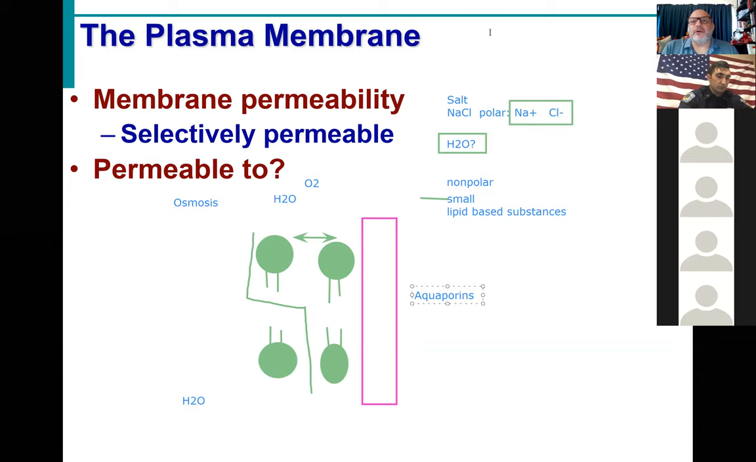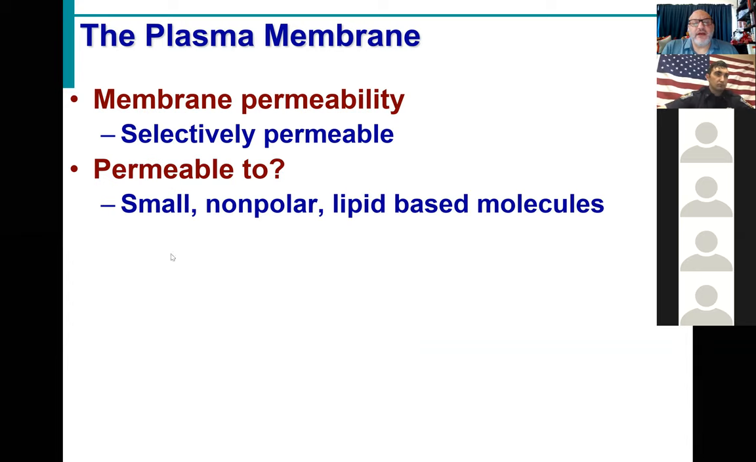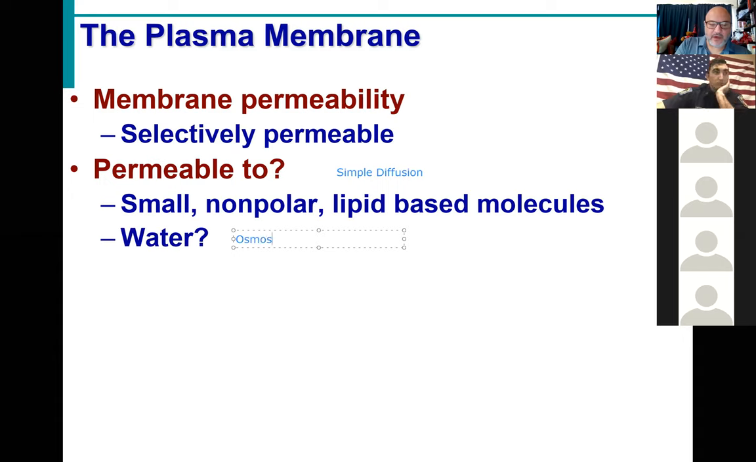All right, perfect. So again, as we've talked about, things that are small, things that are nonpolar, things that are lipid-based, those are all things that can get through without any help. And that ability to get through without any help, we call simple diffusion, because it doesn't require any assistance at all. It just simply diffuses across the plasma membrane one way or another. Water, as we know, can simply diffuse, although we do give a fancy name to that simple diffusion of water, osmosis.